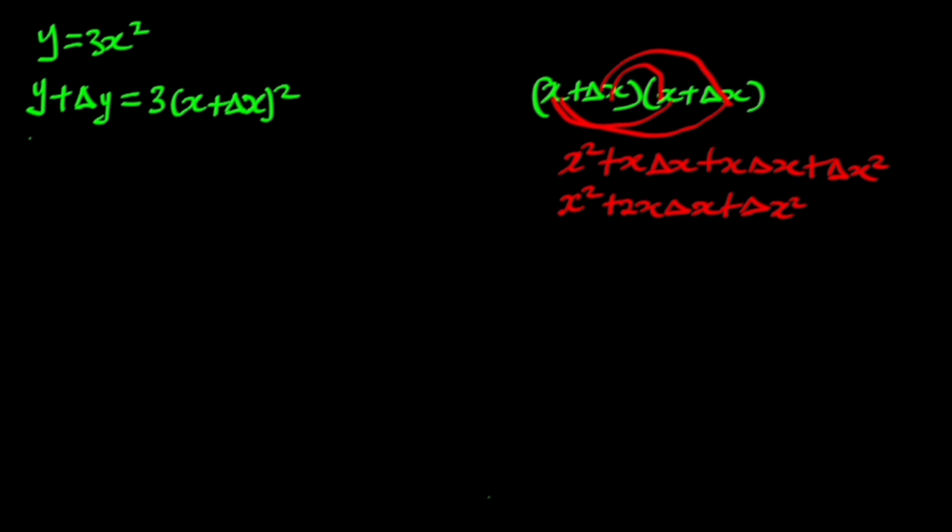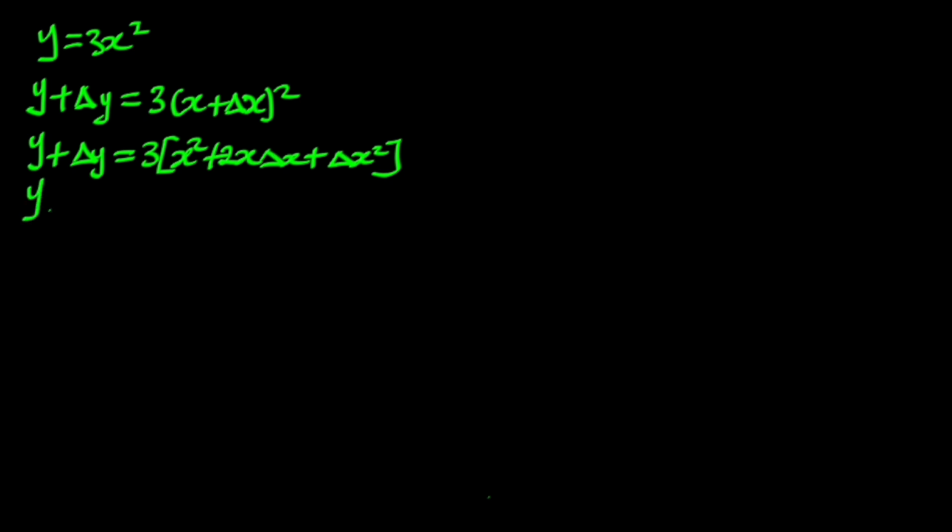Going further, we replace x plus change in x squared with x squared plus 2x change in x, plus change in x squared. So that the expression can be written as y plus change in y equals 3 times x squared plus 2x change in x, plus change in x squared. Next we have y plus change in y equals 3 times x squared is 3x squared, plus 3 times 2x change in x, is 6x change in x, plus 3 times change in x squared, is 3 change in x squared.